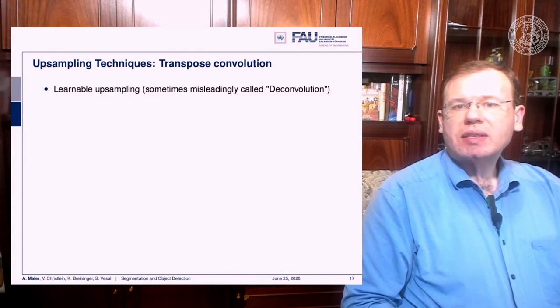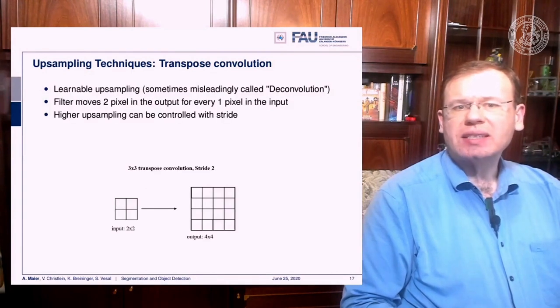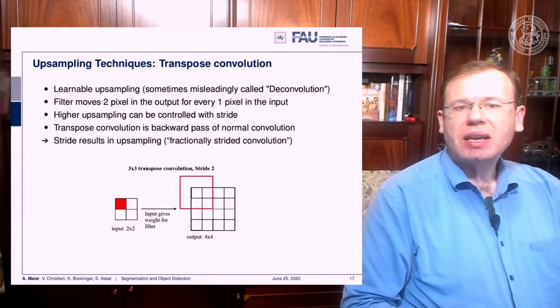Of course, there are also learnable techniques like the transpose convolution. Here you learn an upsampling, which is sometimes also called deconvolution. But what you actually do is you have a filter that moves essentially 2 pixels in the output for every 1 pixel in the input, and you can control higher upsampling with the stride. So let's look at this example here. Here we have this single pixel that gets unpooled, and here you produce this 3x3 transpose convolution. Here we show it with a stride of 2.